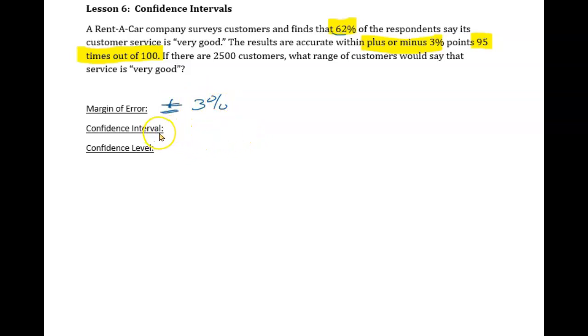So that leads into the next part called confidence interval. They expect that 62% of people like their service, but they know that the results could be 3% lower, so it could be down to 59%. Or the results could be 3% higher, and that would give you 65%. So this is the range of percentage that the survey would indicate: between 59% and 65% of people would say the service is very good.